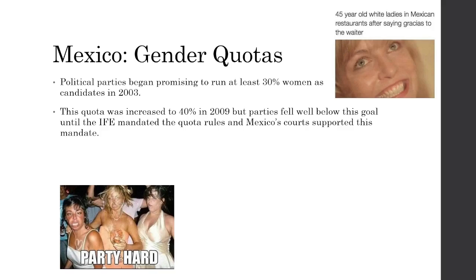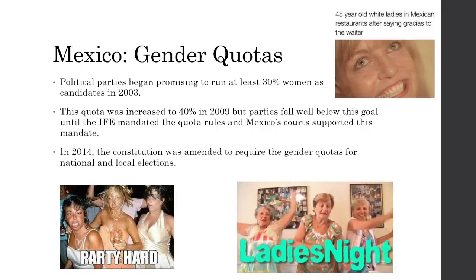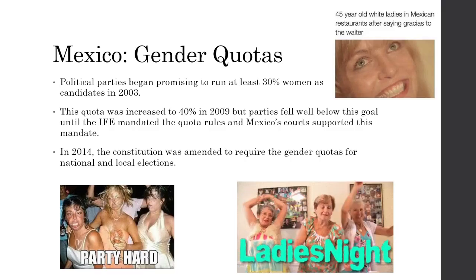The quota increased to 40% just 6 years later, but parties did fall well below this goal until the IFE mandated the quota rules. So they actually had to do this. This custom that they developed became mandatory, and the courts supported this mandate as well. And in 2014, the Constitution was amended, so it's really set in stone now.